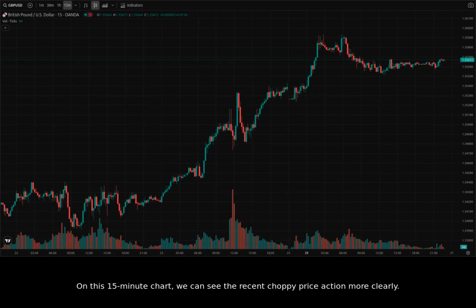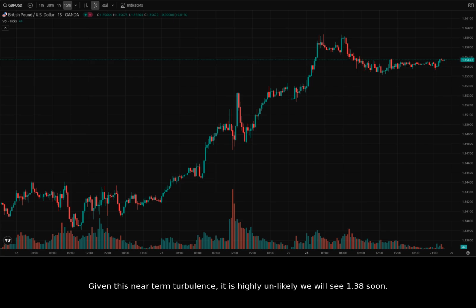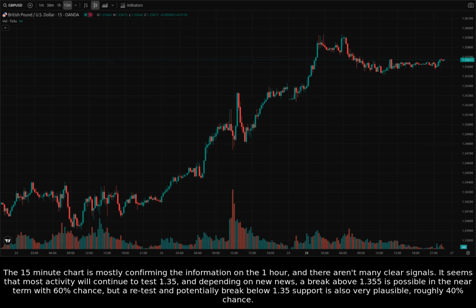On this 15-minute chart, we can see the recent choppy price action more clearly. The price seems to be fluctuating between 1.352 and 1.354. Any sustained break above 1.354 would suggest the bullish momentum is building, potentially pushing towards the 1.36 target mentioned earlier. Given this near-term turbulence, it is highly unlikely we will see 1.38 soon. The 15-minute chart is mostly confirming the information on the 1-hour, and there aren't many clear signals.